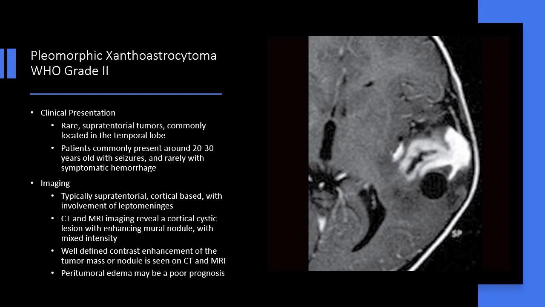On imaging, CT and MRI show a cortical cystic structure with an enhancing mural nodule. Well-defined contrast enhancement of the tumor mass or nodule is often seen on CT and is uniformly present on gadolinium-enhanced MRI. Leptomeningeal enhancement and dissemination has also been reported. Calcifications are rare, and mild to moderate amounts of peritumoral edema may be seen. If peritumoral edema is present, this may be a sign of poor prognosis for these tumors.